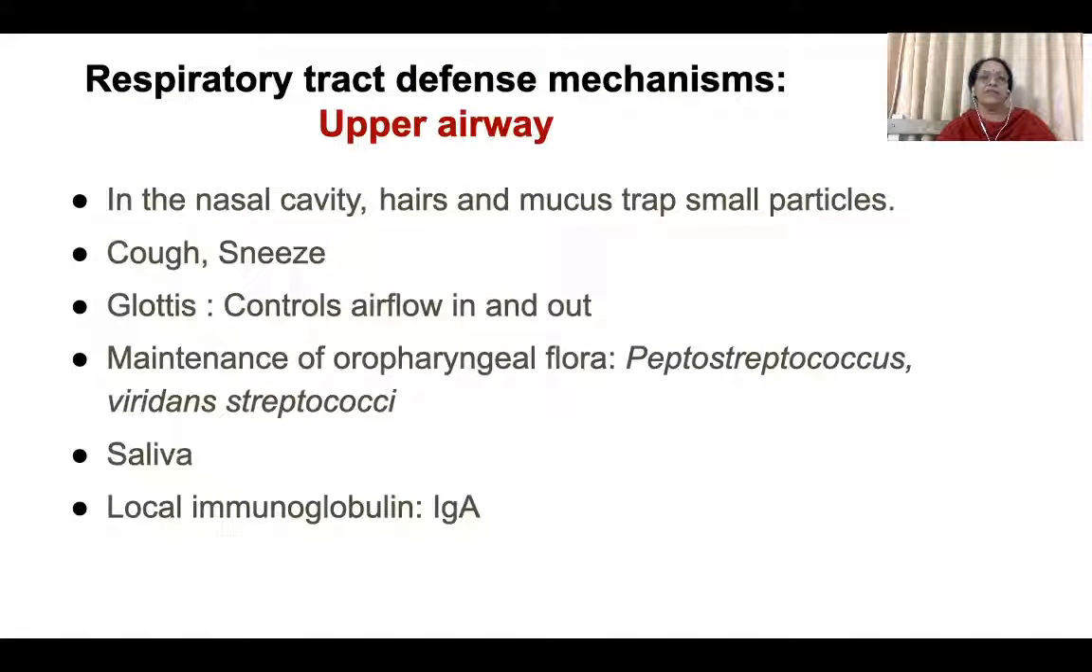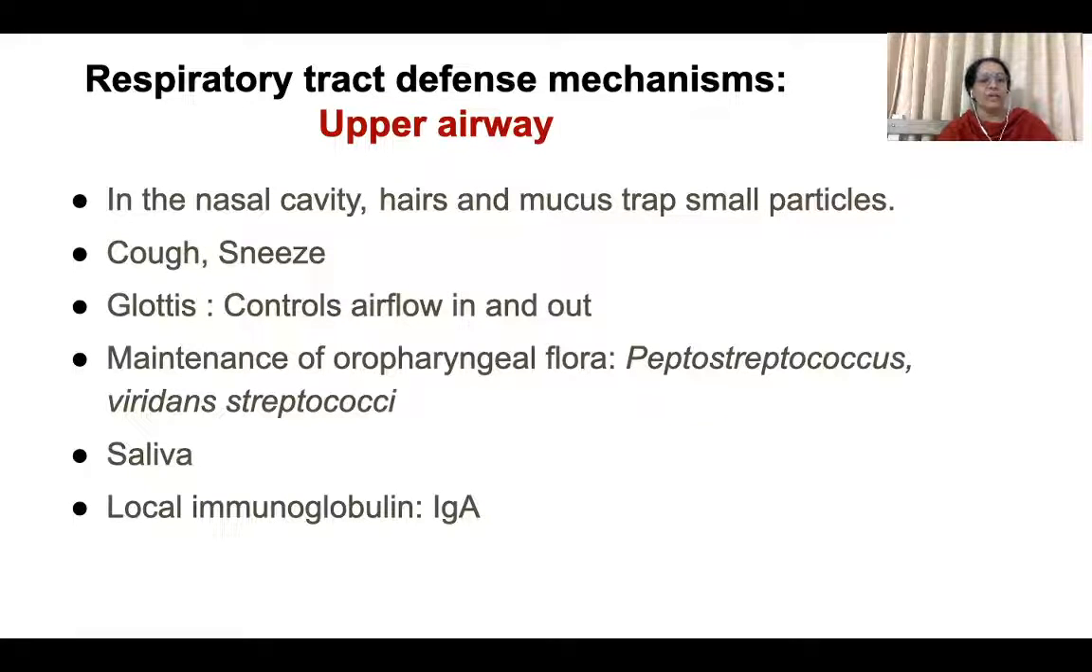There are various ways of a defense mechanism. Some are of a upper respiratory tract and some are of a lower airway. In the nasal cavity, hairs are present. With hairs and mucus, which is secreted from mucous membrane, they trap small particles. Coughing and sneezing also removes large number of microorganisms which enter with air in the respiratory system.